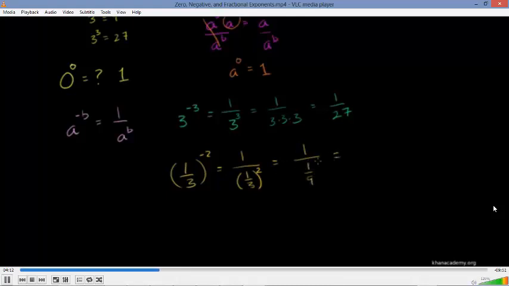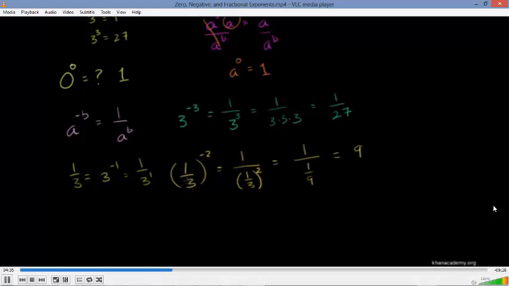1/9, which is equal to 1 divided by 1/9, the same thing as 1 times 9, so this is equal to 9. And this makes complete sense, because 1/3, remember, 1/3 is the same thing as 3 to the negative 1 power, right? 3 to the negative 1 is equal to 1 over 3 to the 1 power, which is the same thing as 1/3.